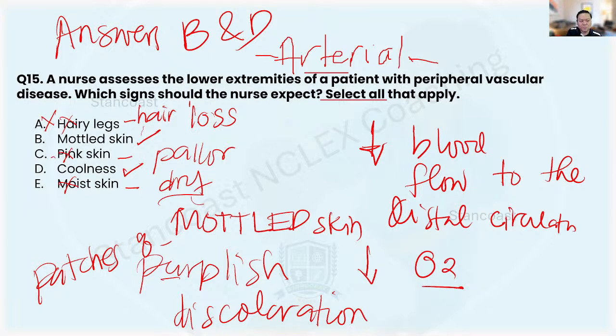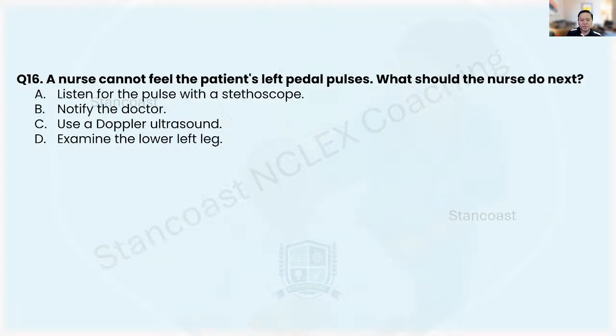Okay? So, our patient's manifestations are the following: mottled skin and coolness because of the poor oxygenation, poor blood supply to that distal extremity. Okay, so hairy legs, eliminate that one. Pink skin, you gotta eliminate that. Moist skin, eliminate that as well, because those are signs that the patient has enough circulation. Okay, all right. Now let's move on to the next question here.